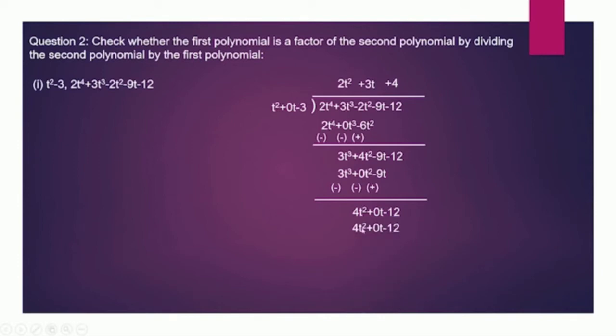Therefore when we subtract both terms, we will get remainder as 0. Since we get remainder 0, we can write that the first polynomial is a factor of the second polynomial.